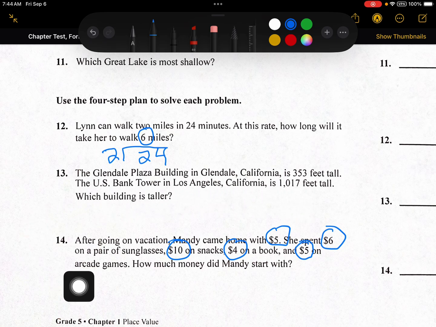Number 14. After going on vacation, Mandy came home with $5. She spent $6 on a pair of sunglasses, $10 on snacks, $4 on a book, and $5 on arcade games. How much money did she start with? Take all those numbers and add them together, and that'll tell you what she began her trip with.